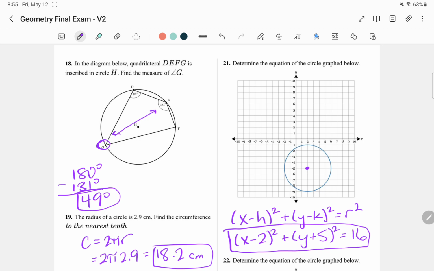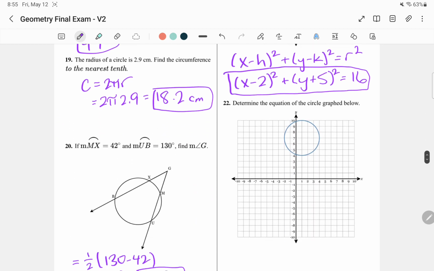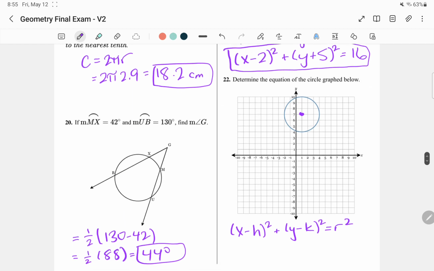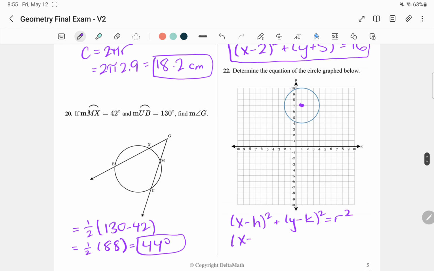All right, same thing for number 22. I always start off with my equation, so x minus h squared plus y minus k squared equals r squared. My center is right here, so it's going to be x minus 1 squared plus y minus 7 squared. And the radius is 3. 3 squared is 9.